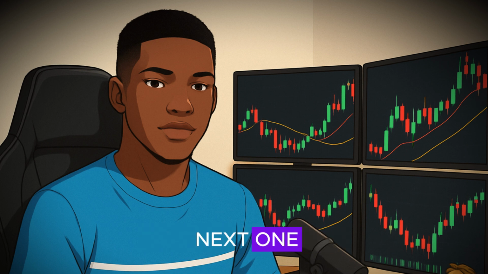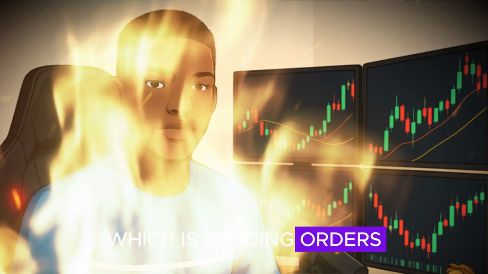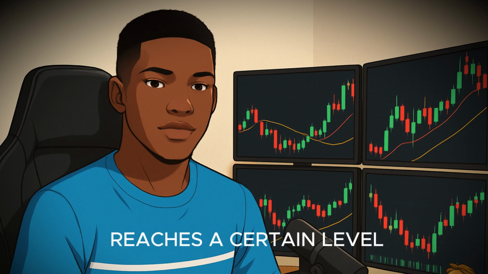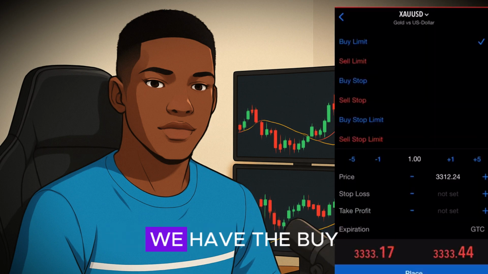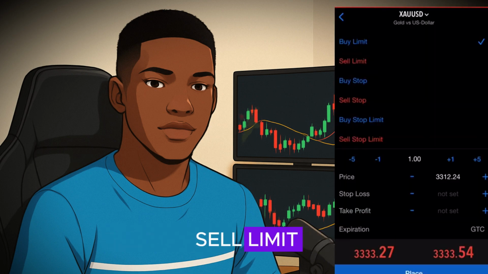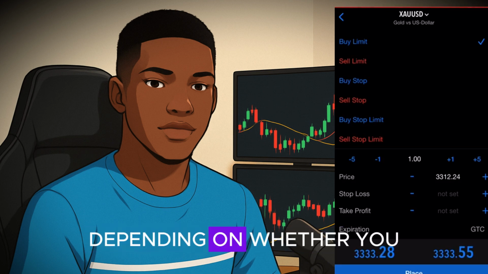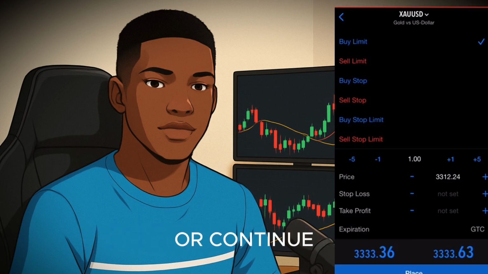Then we have the next one, which is pending orders. These are for when you want to enter the market only if the price reaches a certain level. We have four basic types of pending orders: the buy limit, the sell limit, buy stop, and sell stop. Each of these is used depending on whether you think the price will reverse or continue once it hits a certain level.